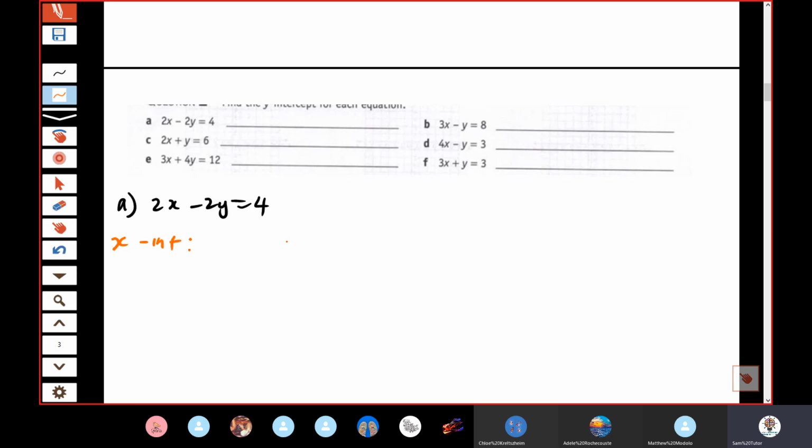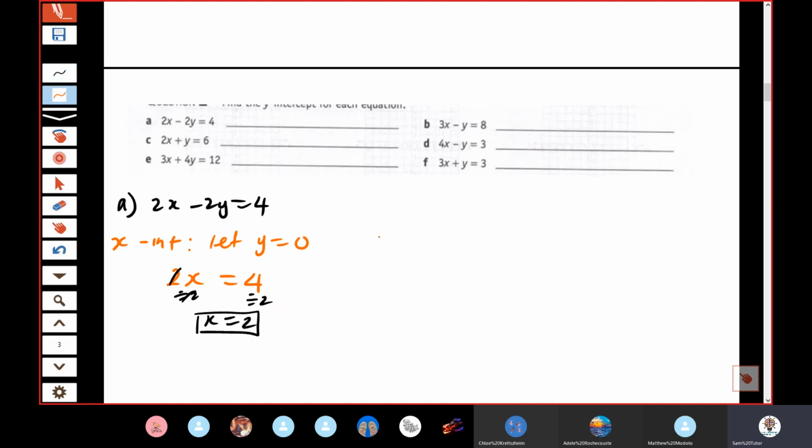x-intercept. You have to let y equal to 0. If y is 0, that means you'll have this. The y value is 0, so it's gone. And then of course, 2x equals 4. How do I get rid of the 2? You divide by 2, so x equals 2.